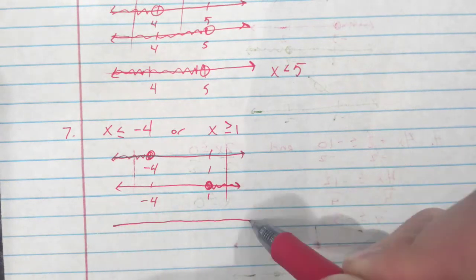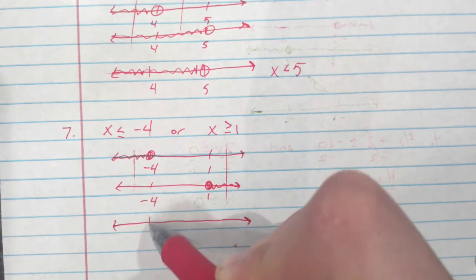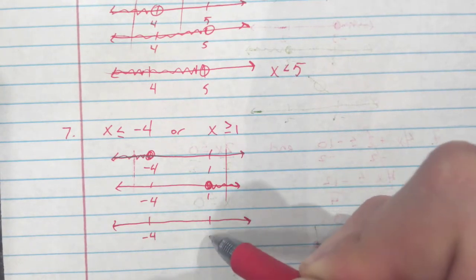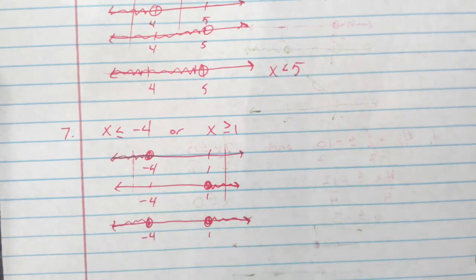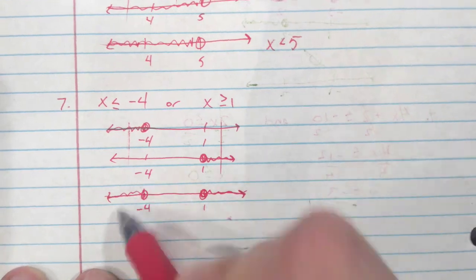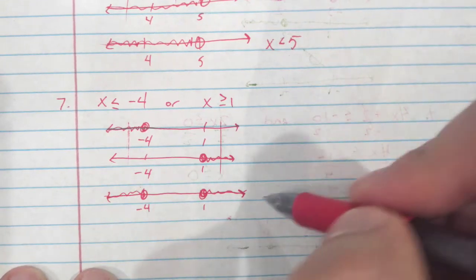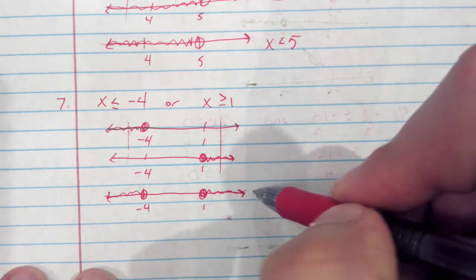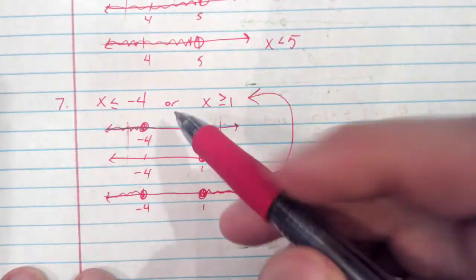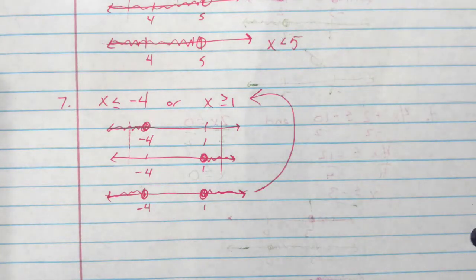So our final number line would be a closed circle on 1 and a closed circle on -4, shaded to the outside. So how do you write that as an inequality? Well, it doesn't change because it says both of these things and nothing overlapped. So our final inequality, we would just rewrite X is less than or equal to -4, or X is greater than or equal to 1.